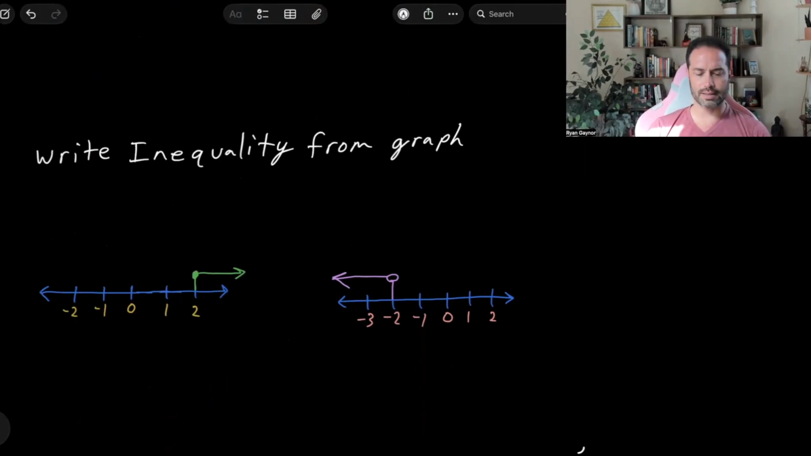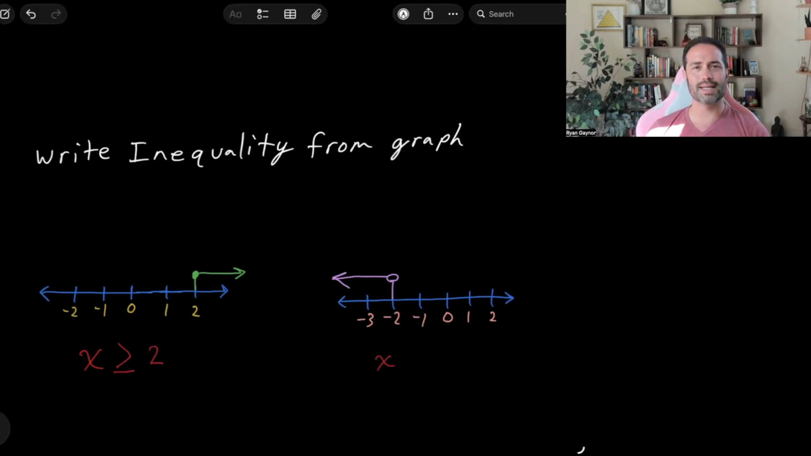So let's use x as our variable, but you could use any variable that you would like. So you can put x, and then it says to the right, right? So that means greater than, but it's also a closed circle, so that means equal to, so we put the line at the bottom, and then you just put the number that they marked. 2.